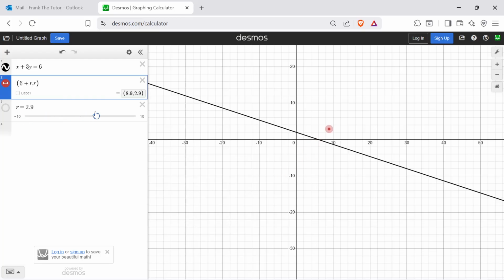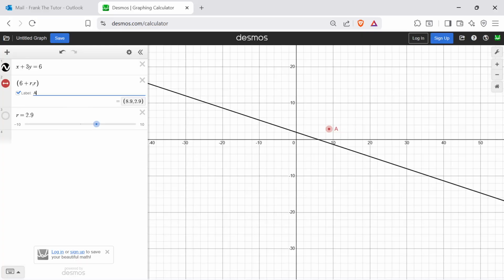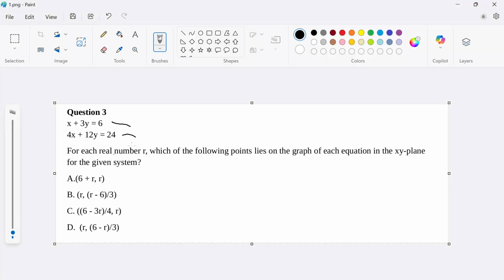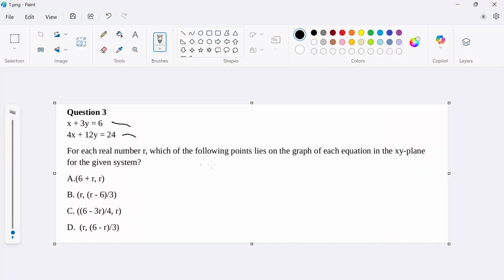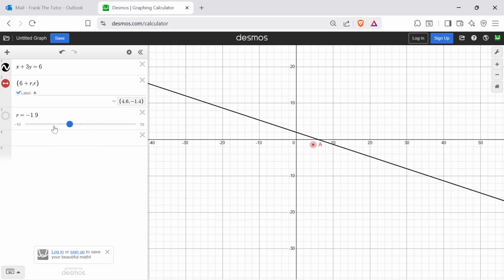And notice it is not the correct answer. Now you can label them if you want. I like to label them, so that's A. A is not correct. It is correct, I think, in one place, right there. When r is 0, it works. But it's got to be correct for all. It says, which of the following lies on the graph of each equation for each real number r. So for every real number, and it's only for one real number.